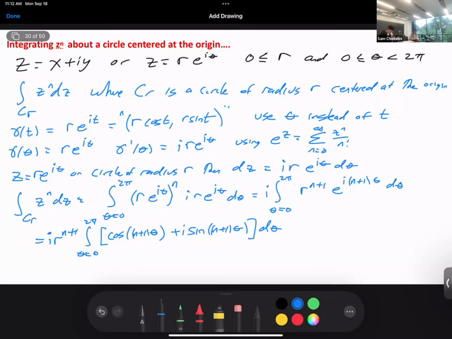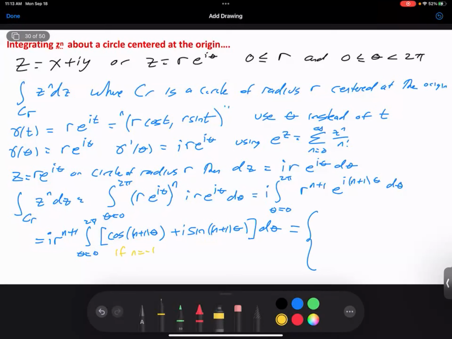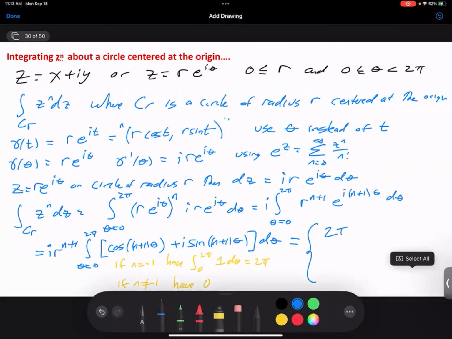0. And so when would n plus 1 equal 0? When n equals negative 1. So if n equals negative 1, we have the integral from 0 to 2 pi of just 1 d theta, which is 2 pi. If n is not negative 1, we have 0. So when n equals negative 1, the r to the n plus 1 just becomes r to the 0. So it's going to be 2 pi i if n equals negative 1 and 0 otherwise.